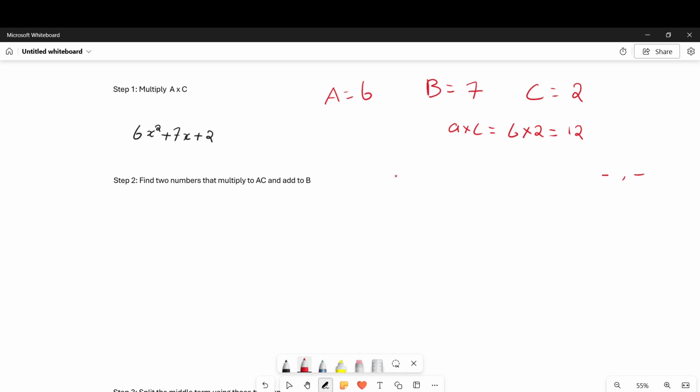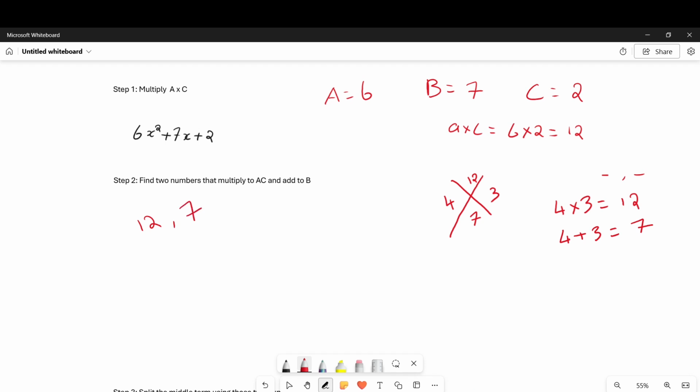They're very easy to find. We just write it my way: when we multiply, we need to get 12, and when we add, we need to get 7. So the numbers are 4 and 3. Got it? 4 times 3 is equal to 12, and 4 plus 3 is equal to 7. So we got the numbers.